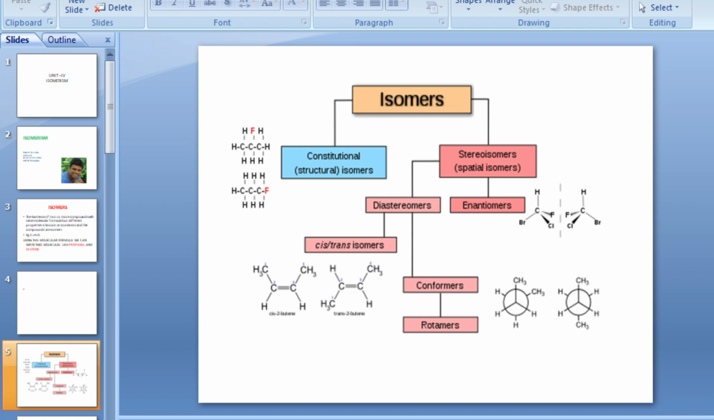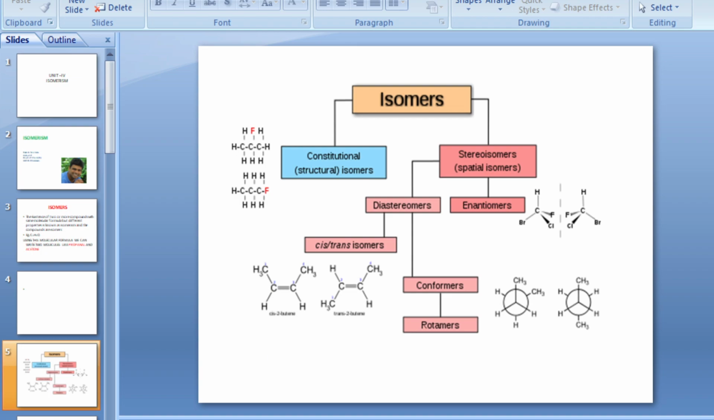Broadly, this stereoisomerism is again of two types. One is diastereoisomerism, another one is enantiomerism. And within the diastereomers, you have geometrical isomers and conformers or conformational isomers you have. We'll see that one exclusively, but let us start with the blue one that you are looking at, that is constitutional isomerism.